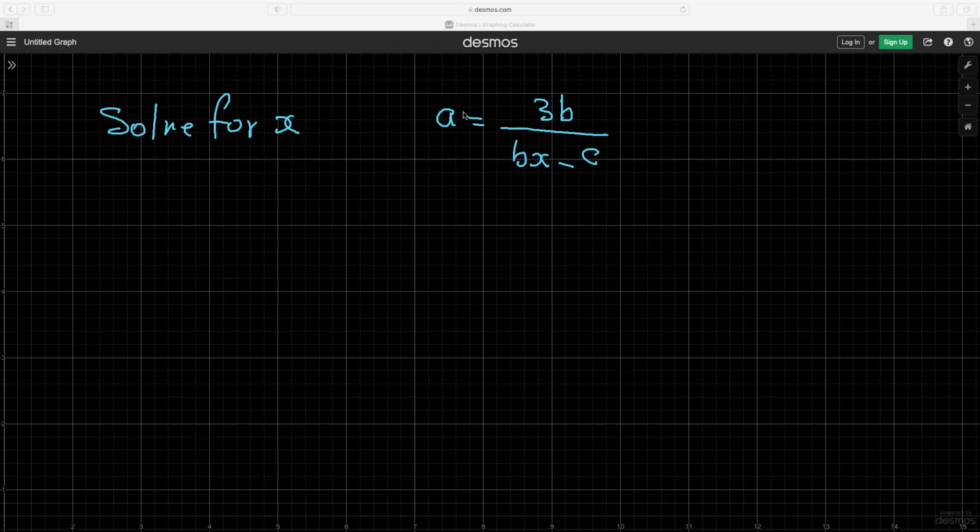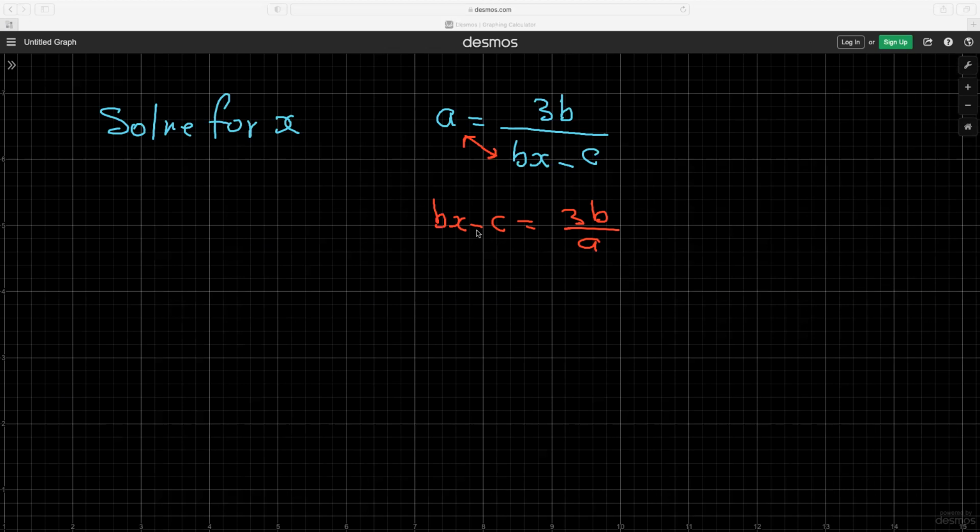To be able to do this, the best tool, as I always tell you, is cross multiplying, because cross multiplying in this kind of situation allows you to put the a where this is and bring the bx minus c where the a is. Cross multiplying allows you to do that. Just take it for granted from me. So bx minus c would equal 3b over a.